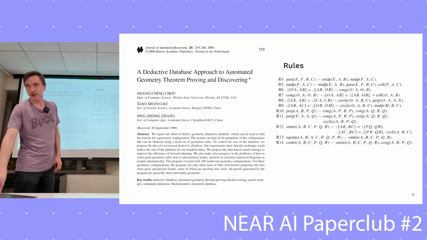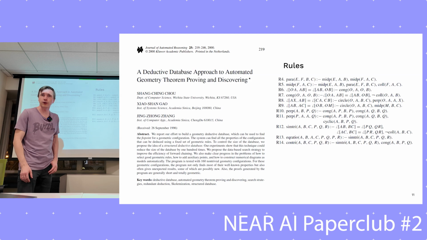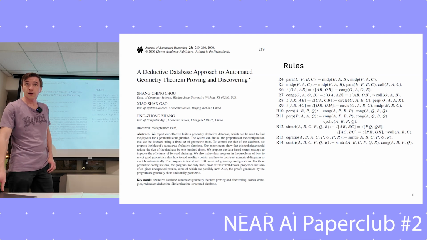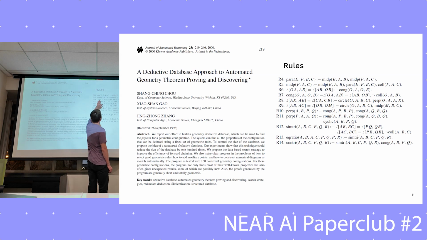So the actual deductive database is a set of rules. There are 70 of them in the original database. You can find the old code base. The authors eventually created a product called, I think, JGEX that has those rules, and you can solve problems and do things with them. So here are some examples. It says, hey, if E is a midpoint of AB and F is a midpoint of AC, then EF and BC are parallel, things like that.